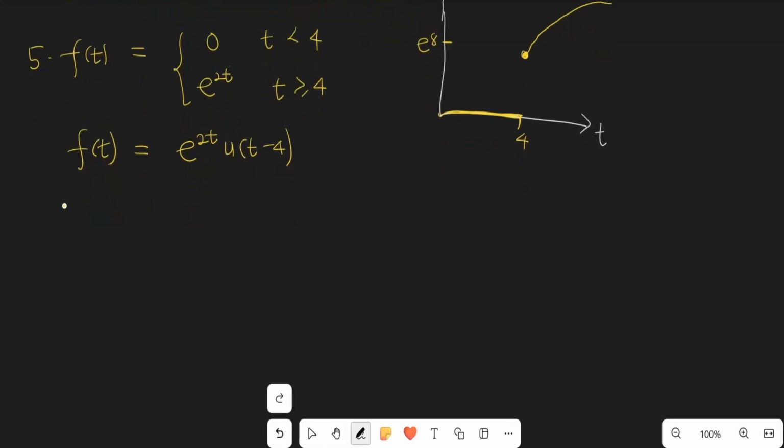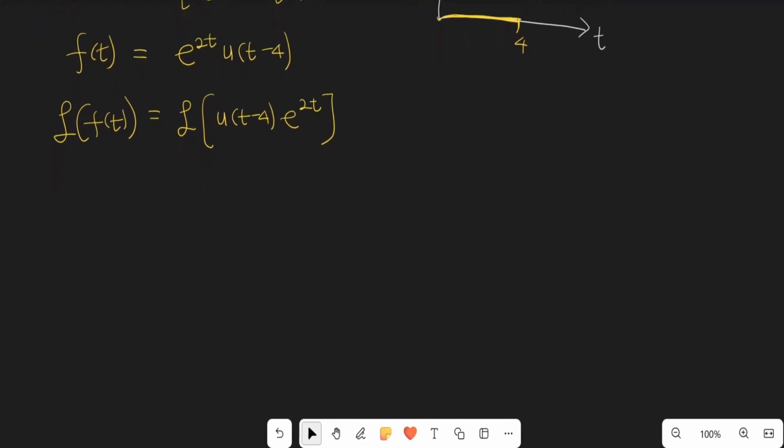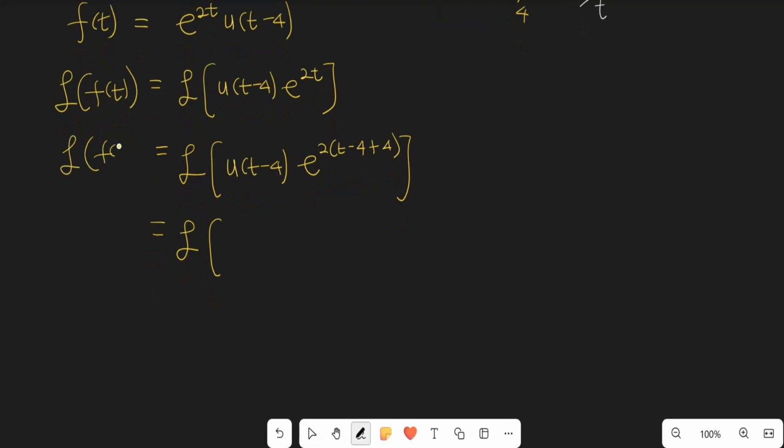Now let's take the Laplace transform, shall we? So the Laplace transform of this function f of t is equal to the Laplace transform of u of t minus 4, multiplied by e to the positive 2t. Let me shift this one by 4 as well, why not? So we have the Laplace transform of u of t minus 4, and this one is going to be e to the 2t, so permit me to shift this one by 4, but I can't just do that. I have to add 4 to nullify the effect.